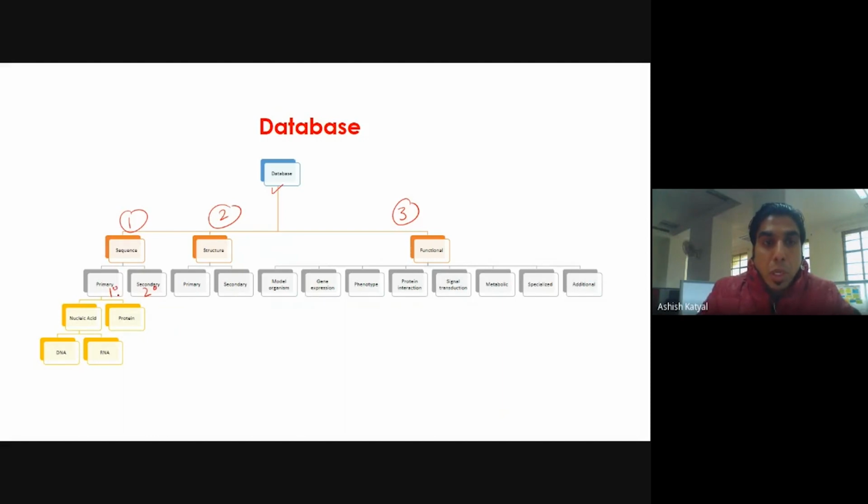Someone has told me about the raw thing and the purest thing, or the relevant and irrelevant thing, that is the raw thing. If we are filtering that information, then it becomes secondary. Similarly, in case of structure, primary and secondary are there. But in case of functional, various kinds of specific organism databases are there.